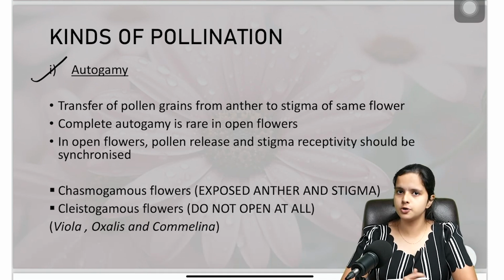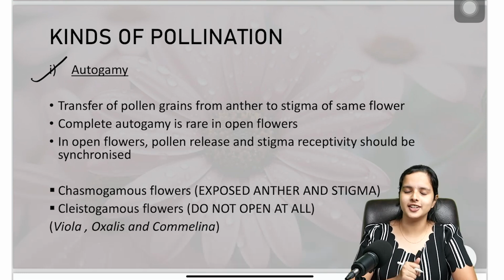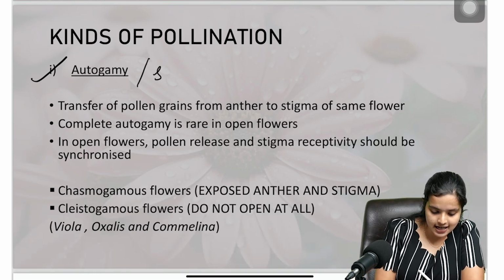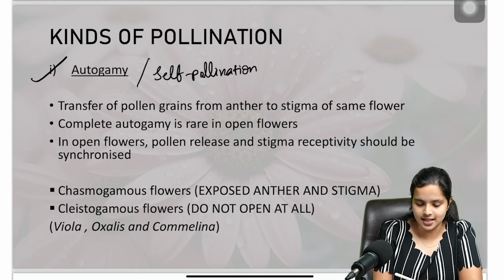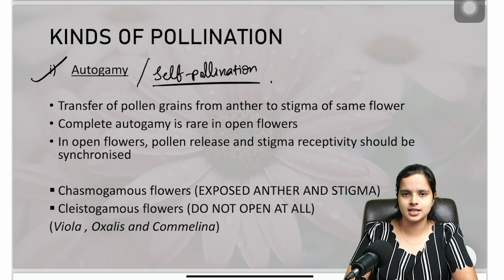You've already heard about 2 types of pollination. You've heard about self-pollination, right? And you've also heard about cross-pollination. If not, don't worry. I'll tell you what it is. Autogamy is otherwise known as self-pollination. But the term that you'll have to study is autogamy. But for remembering what autogamy is, you can also use the term self-pollination.